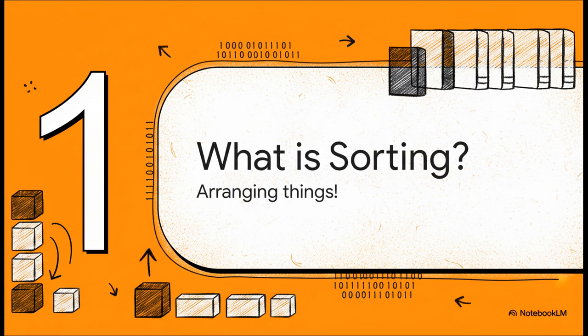So, first things first, what exactly is sorting? Well, at its heart, it's just about putting things in a proper order. Like numbers from smallest to largest, or all the names in your class register from A to Z. And why do we do it? Simple, to make finding anything super fast.